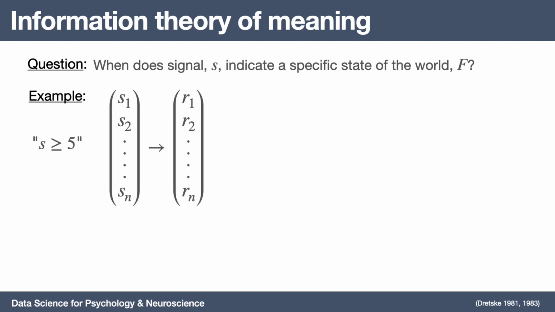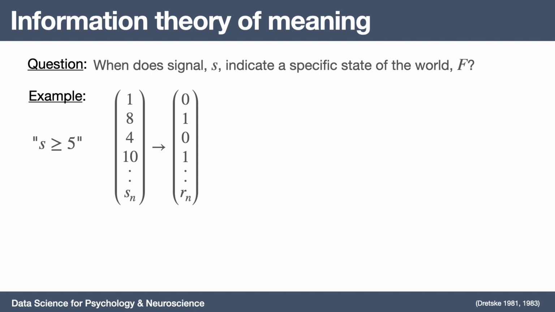So we'd have a vector of information. We'd have the signal for n different observations. We'd have the state of the receiver for those n different observations. We want to see how much the receiver state tells us about whether or not the signal is greater than or equal to 5. So let's just fill this in with some arbitrary numbers at the moment.